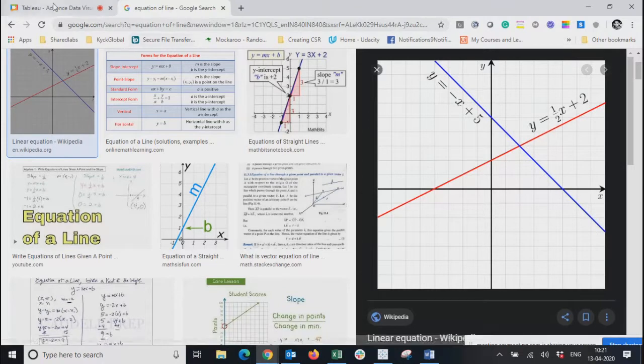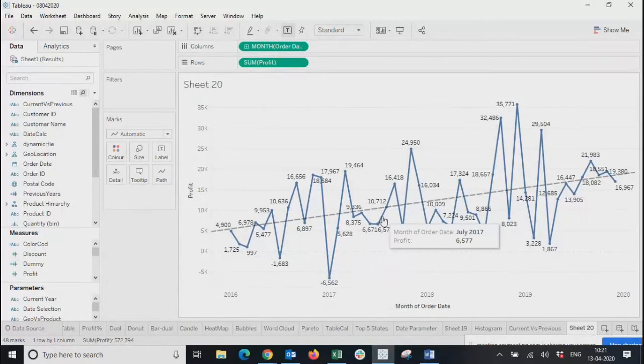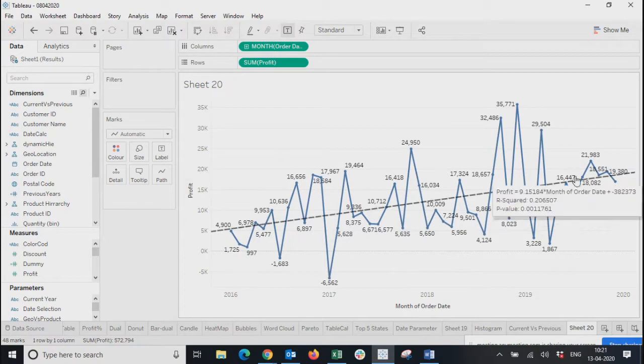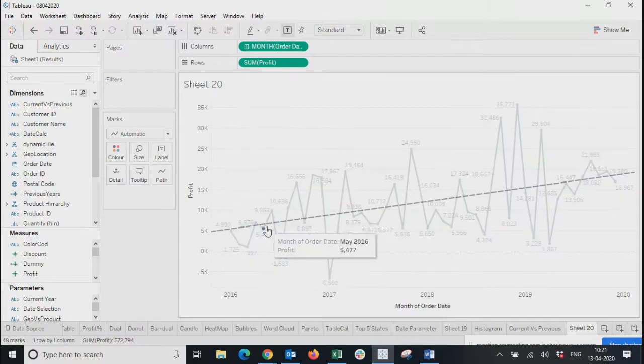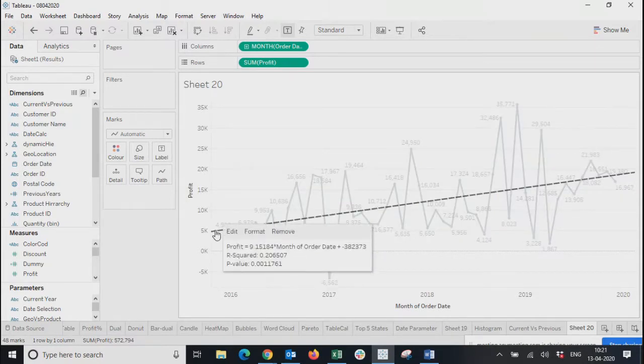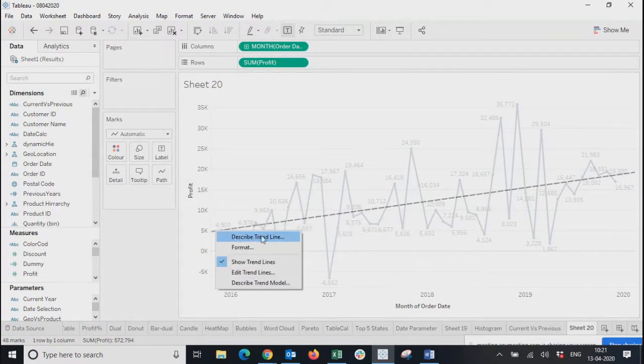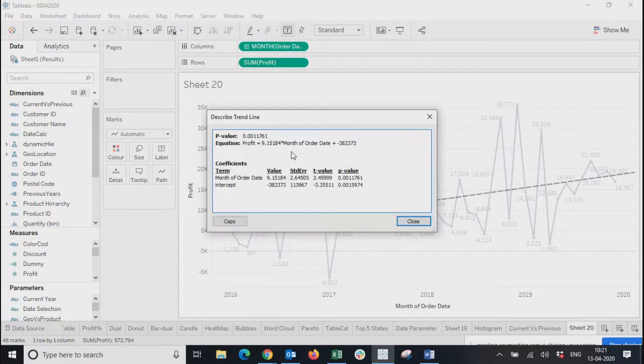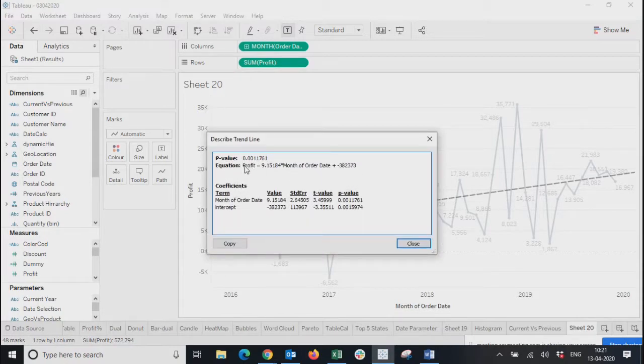Now what happens when we create a trend? What we did here, we just created a linear trend of our data. It is going from down to up, the linear trend. If you want to see the equation for this line, you need to right click here, then say describe trend line, and it will show you the equation: profit is equal to 9.15184 into month of order date plus, again the value of c, minus 382373. So this is the equation.